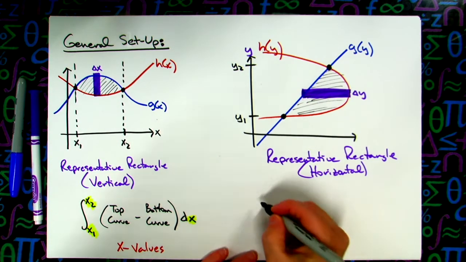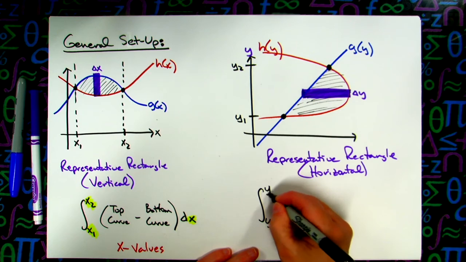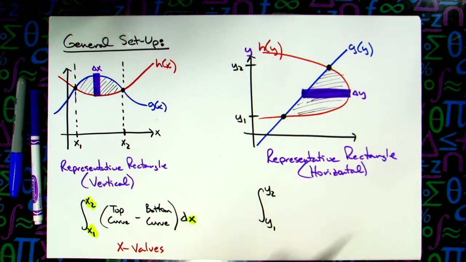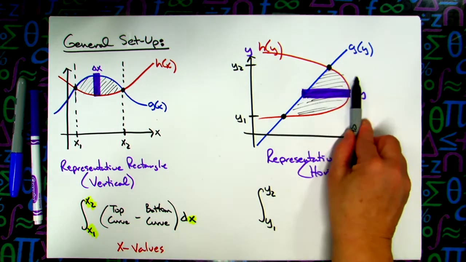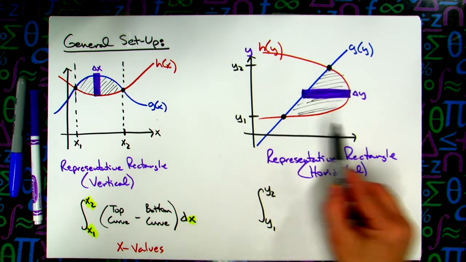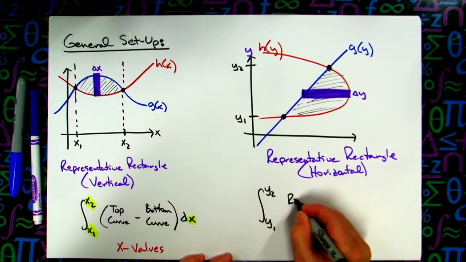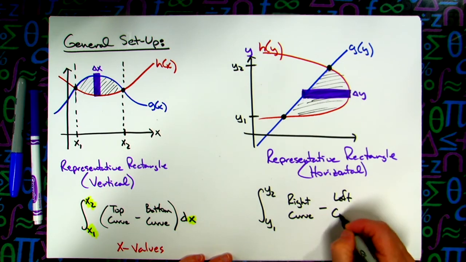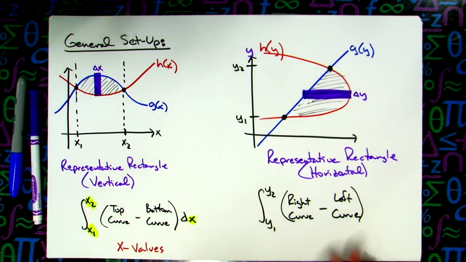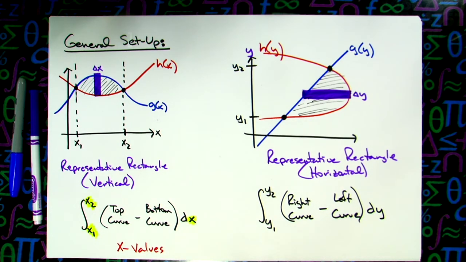So if we set this up, we're going to integrate from y sub 1 to y sub 2. And again, I don't want to do top minus bottom curves. On this one, we're always going to go right curve minus left curve. I know that seems backwards because we read left to right, but you put the right curve first, and then you subtract the left curve. Generically, these are in terms of y. These two numbers come off the y-axis, so then this has to be a dy. Everything is in terms of y.